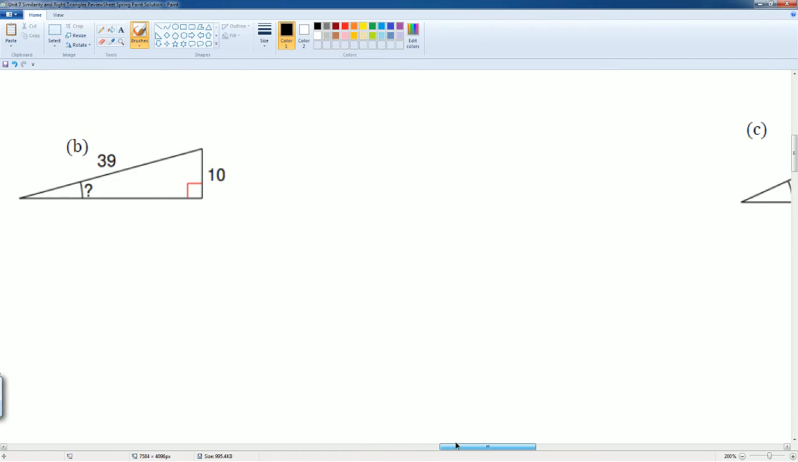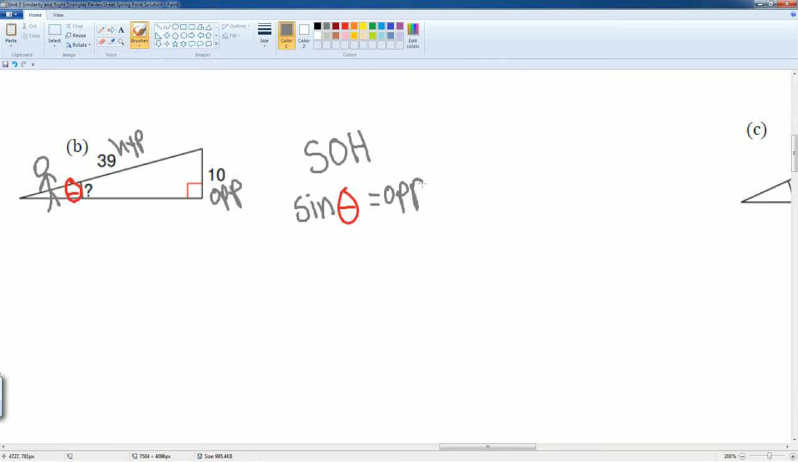Let's do B here. Same process. We're trying to solve for this theta, which is this missing angle. We draw our person, label our information. 10 is your opposite, 39 is your hypo. So here I have opposite and hypo. So this is going to be my SOH, or my sine. Sine of theta is going to be equal to always your opposite divided by your hypotenuse.